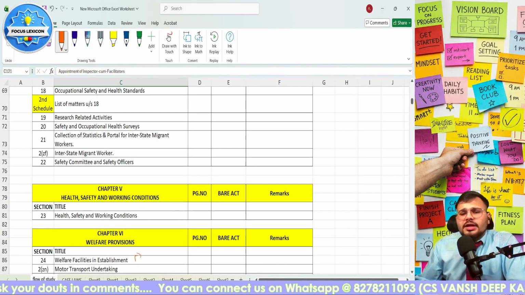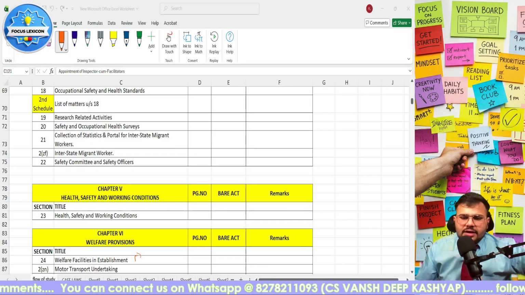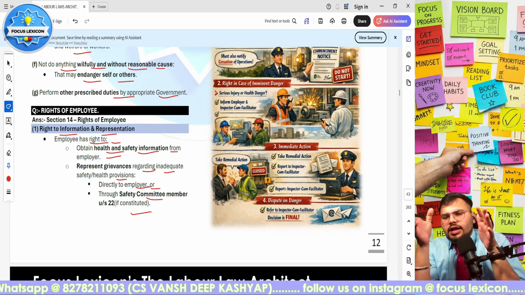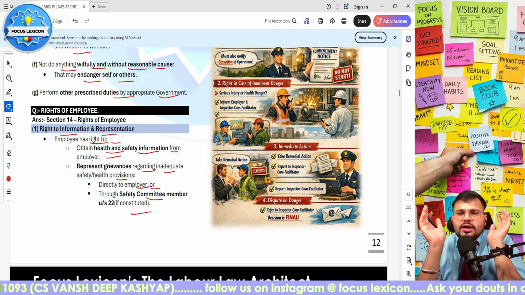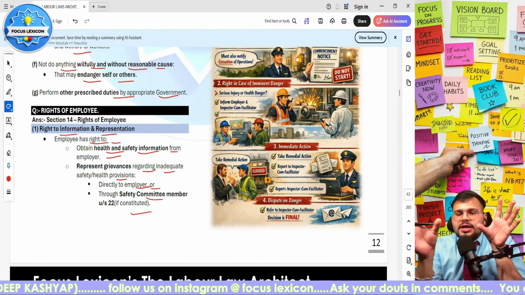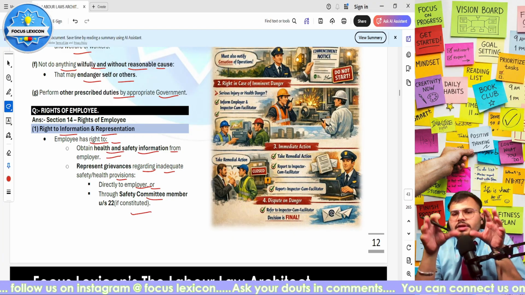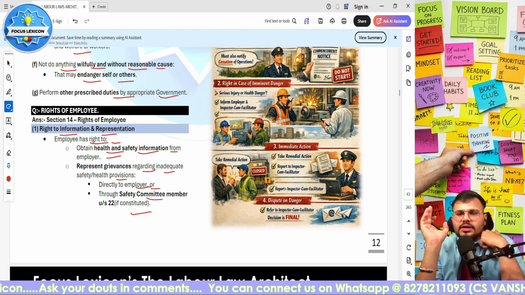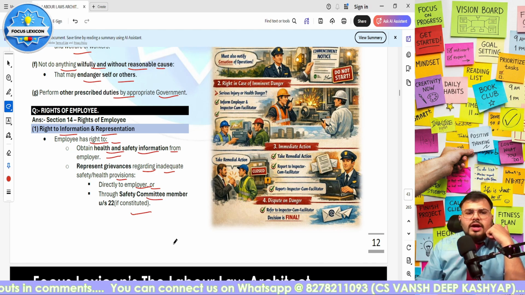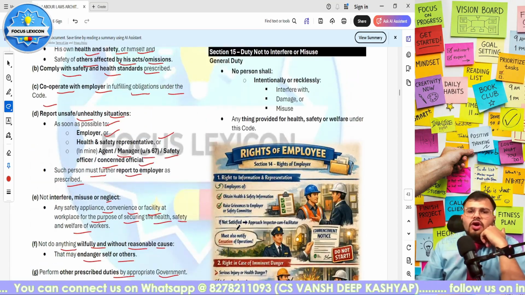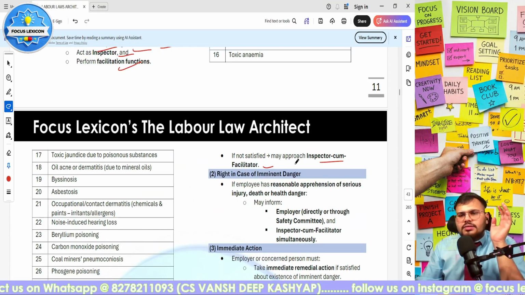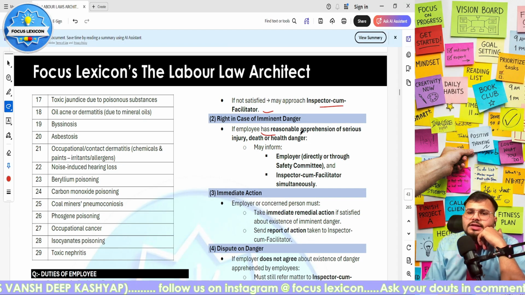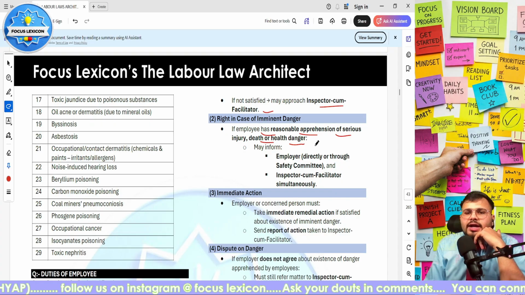Now, these safety committees: either private organizations or establishments can form their own committee, or they can follow the committee of the government. The government has made a common safety committee, so multiple organizations can just follow that common safety committee, or they can define their own safety committee also. So the employee has to inform the safety committee, or if there is no safety committee, then he may approach the inspector cum facilitator.